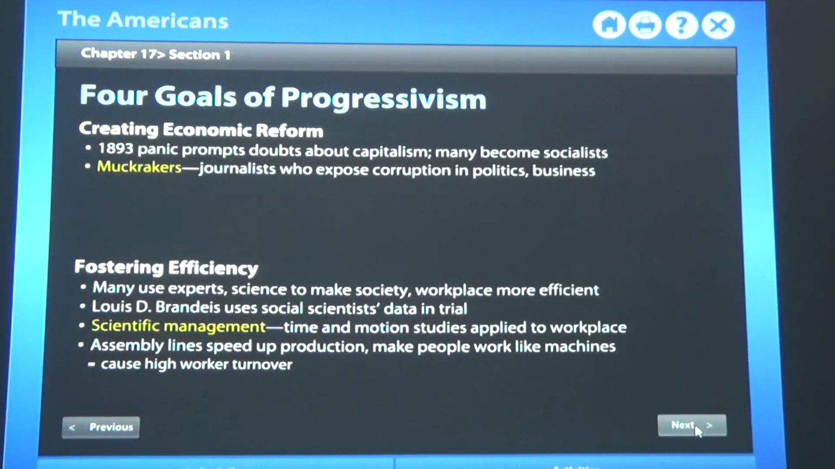The final fourth element of this is fostering efficiency, the idea of using social science, such as sociology, psychology, economic engineering, if you will. Scientific management was a term being used, time and motion studies, to actually see how many people can produce a certain product in a certain amount of time. This leads to the assembly line to speed up production and make people work like machines. Of course, this causes higher turnover and disillusionment with the way we were making things as a country. No longer did you have the skilled artisan making one product, but rather you had 10 people making the product much quicker and more efficiently, but also a bit mind-numbing and a bit ear-splitting in some cases for the factories that they worked in.